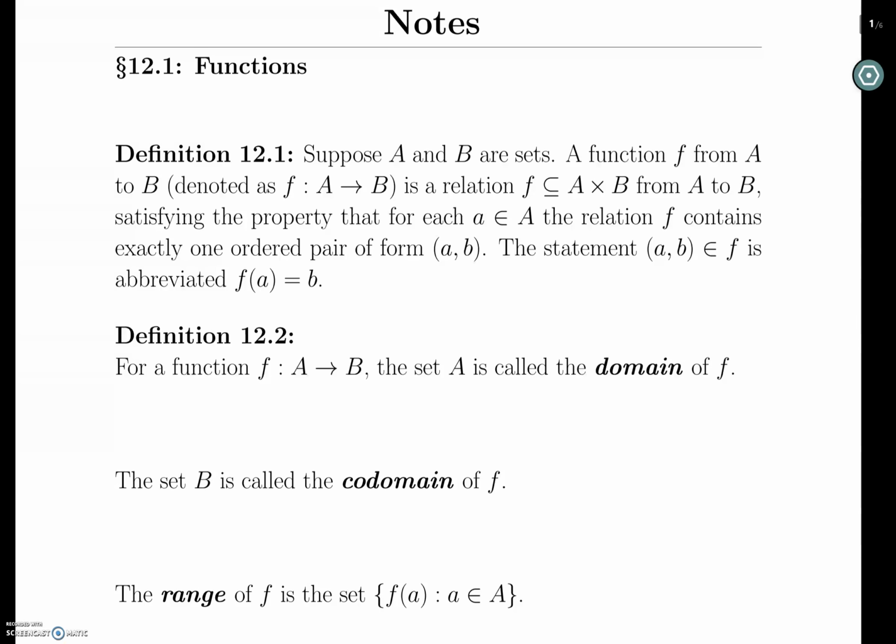Welcome! In this mini-lecture, we're going to cover the key idea of section 12.1, functions. So we're going to begin by formalizing what it means to be a function.